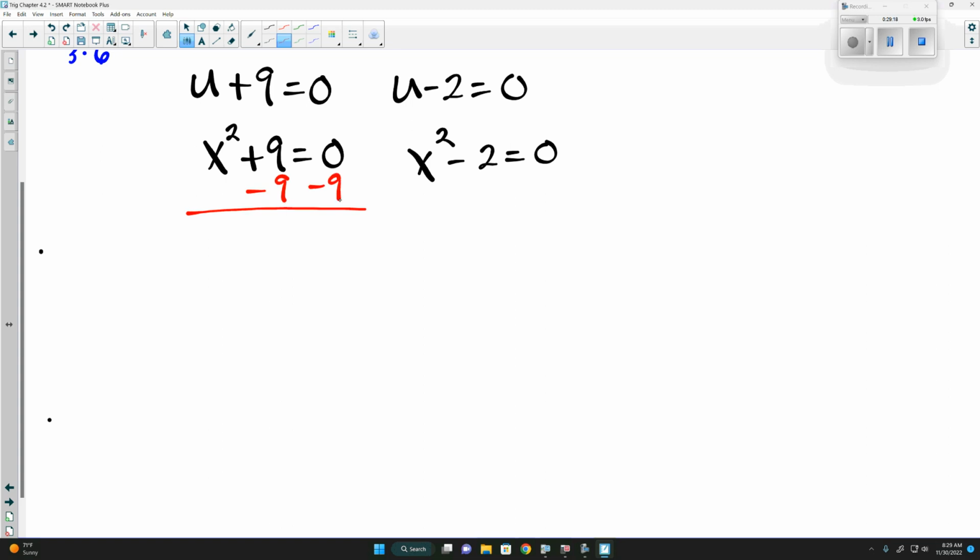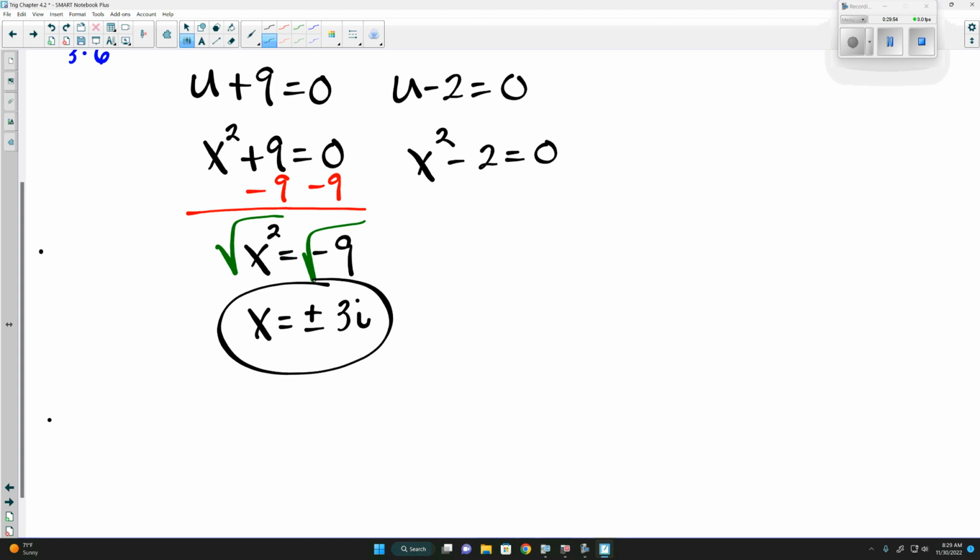So here we can subtract 9 from both sides. Nope, I was wrong. I was hoping for 3, but it's not going to be 3. Well, not just 3. If we square root both sides, we get x is equal to plus or minus 3i. So close. Any questions on how we got these 2 here?